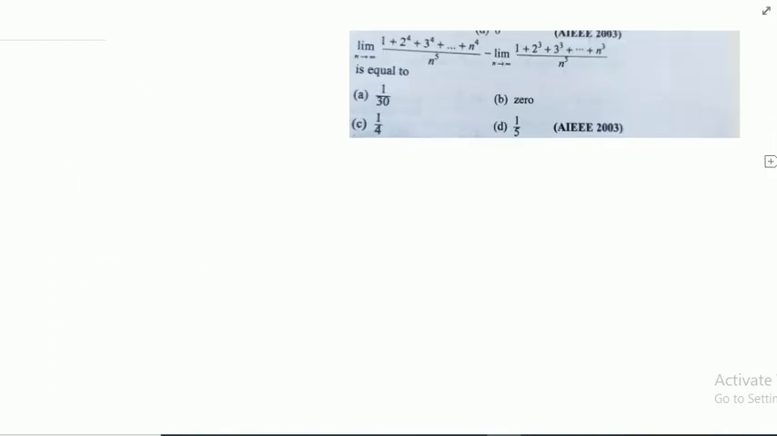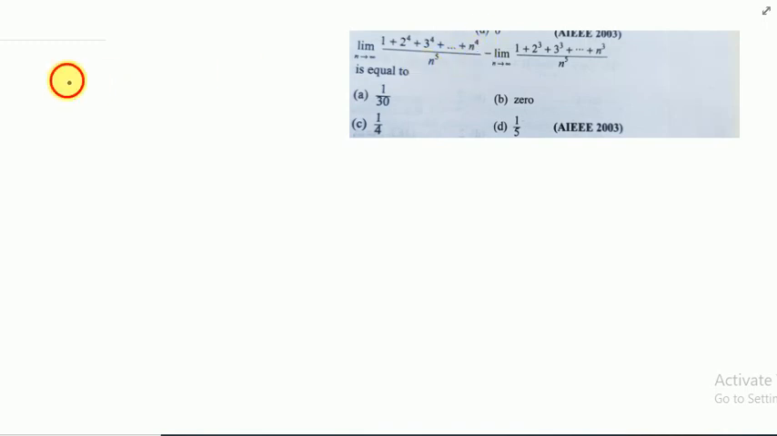Okay. Next problem. So, it's an AIEEE problem. Limit of (1 plus 2 raised to 4 plus 3 raised to 4 plus up to n raised to 4) divided by n raised to 5, minus limit of n tends to infinity (1 plus 2 cube plus 3 cube plus up to n cube) divided by n raised to 5. Okay, here you have a minus sign. Therefore, now we can consider the first term minus the second term. The first term answer, you know it immediately.